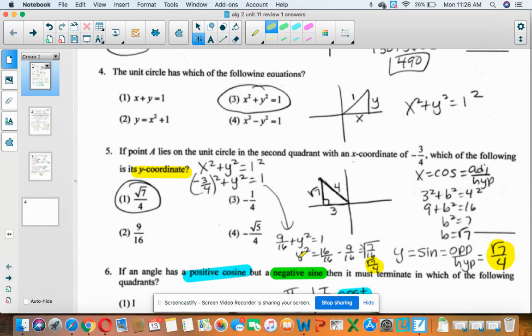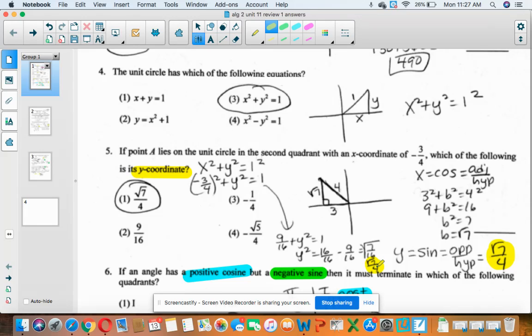I'm solving for y, so I'm going to subtract 9 over 16. I changed this 1 to 16 over 16 because that's equivalent, because I want to subtract 9 over 16, and that gives me 7 over 16. But again, it's y squared, so I have to take the square root of 7 over 16, which is equal to the square root of 7 over 4.